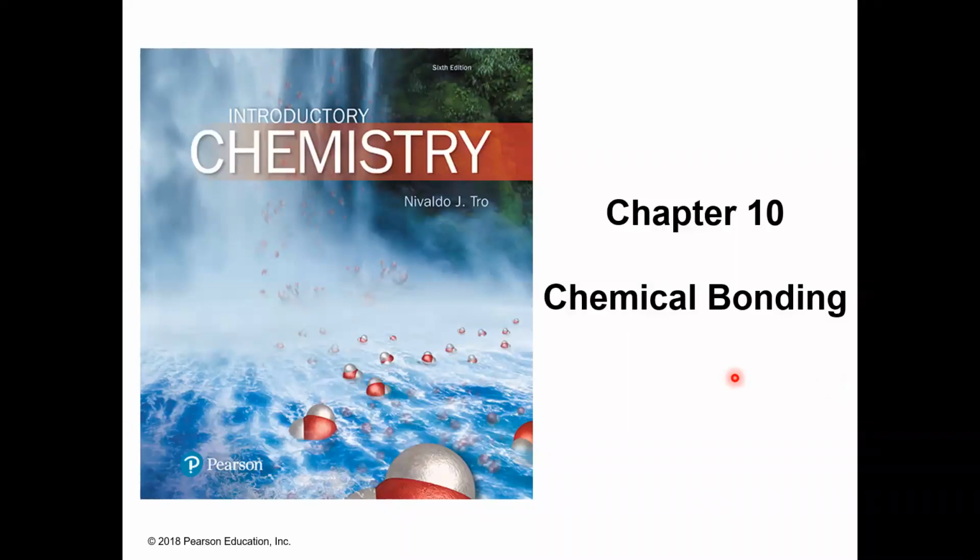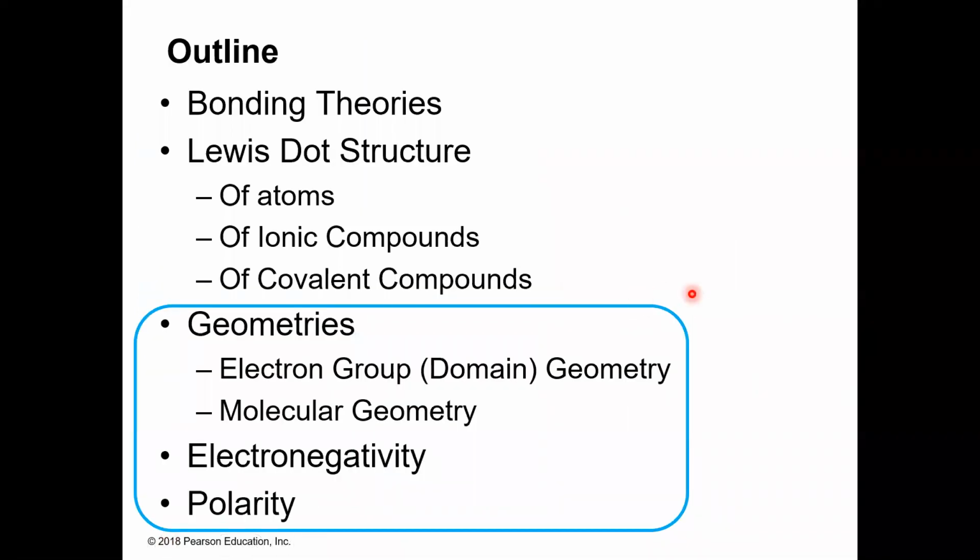In this video, we'll be having our second half of our chapter 10 lecture, that is for chemical bonding. So what we had in our first lecture was that we went over bonding theories and Lewis dot structures. We went over Lewis dot structures of atoms, of ionic compounds, and of covalent compounds. And of those covalent compounds, we can have some compounds that are polyatomic ions. If we have a polyatomic ion, we have to take into account the charge of our ion in terms of determining how many valence electrons we have.